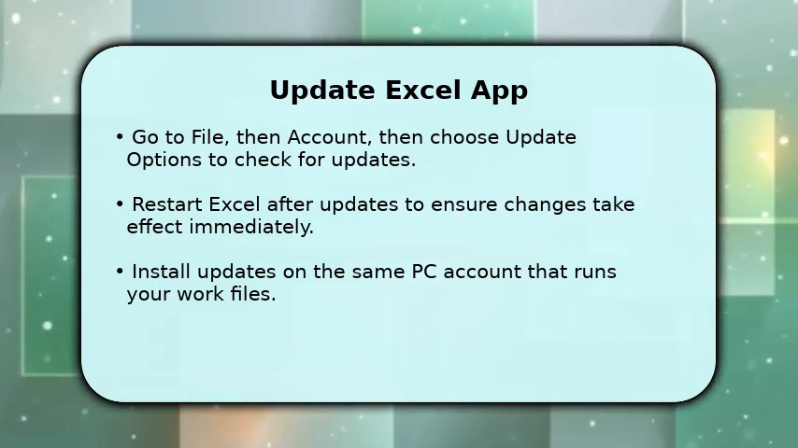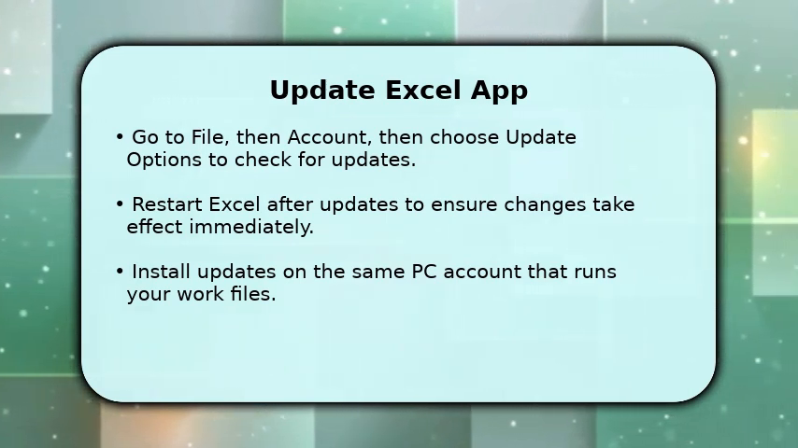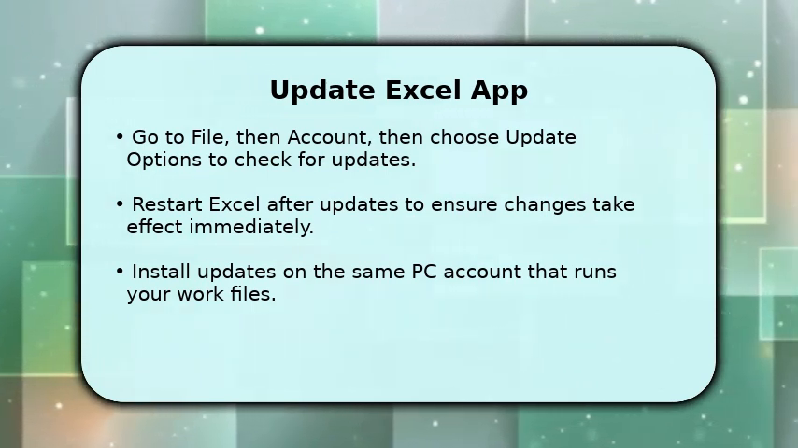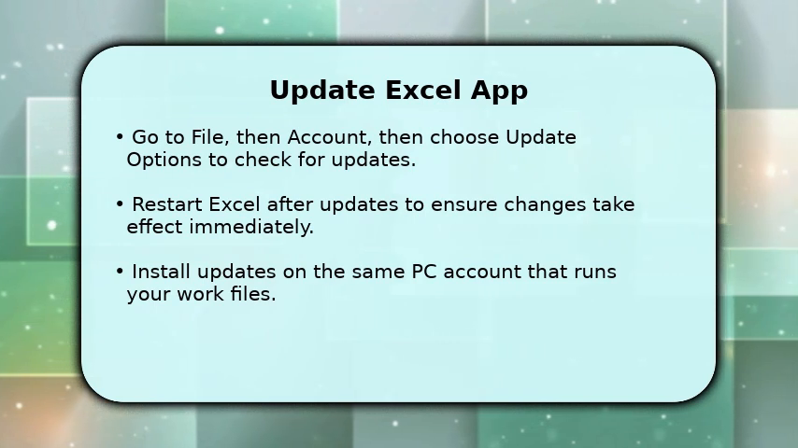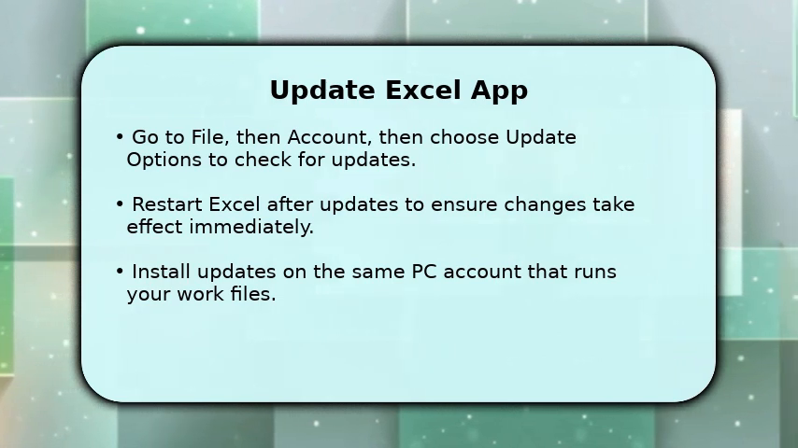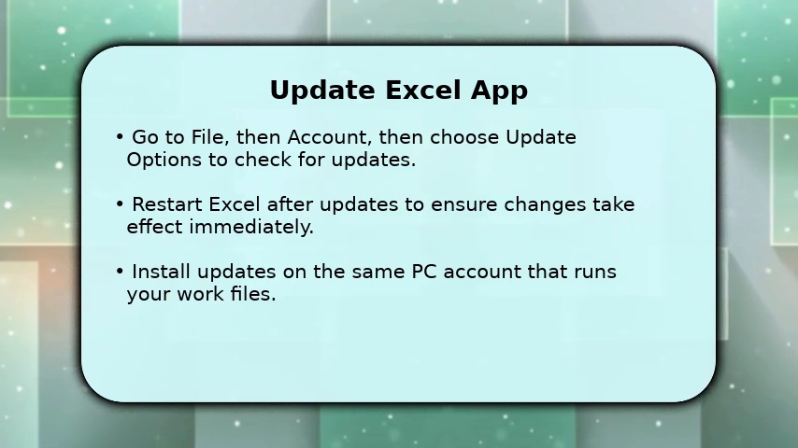Open File, go to Account, and click Update Options to check for the latest build. I will show you how to install updates safely and why restarting Excel matters. You will learn to verify your license and keep auto update enabled for security and stability. Follow each step slowly to avoid interrupting active workbooks.